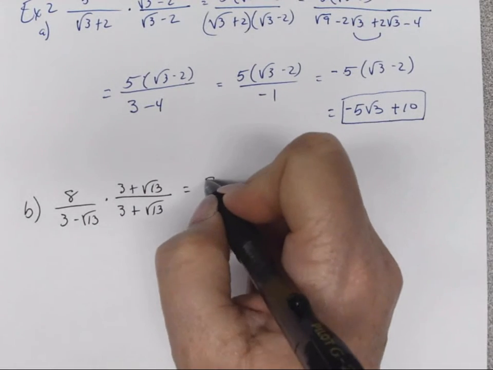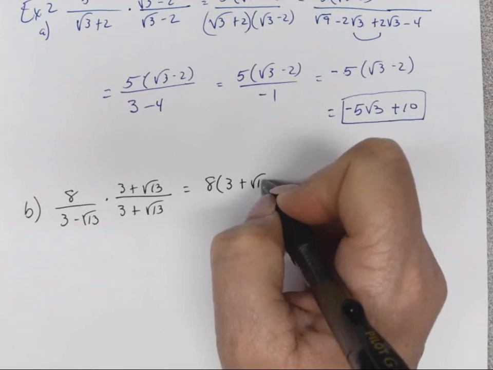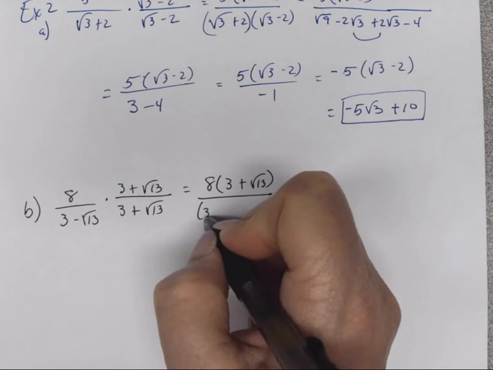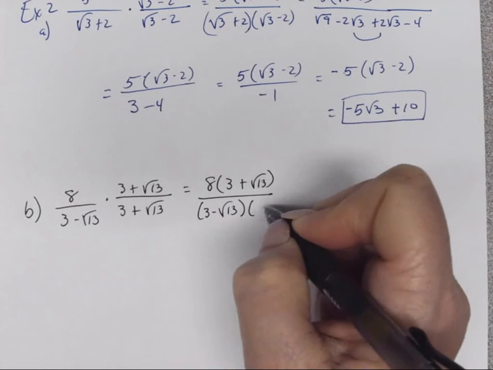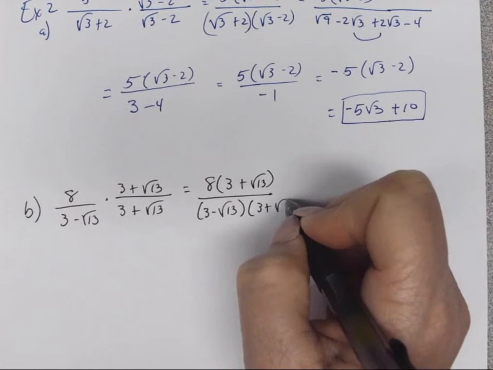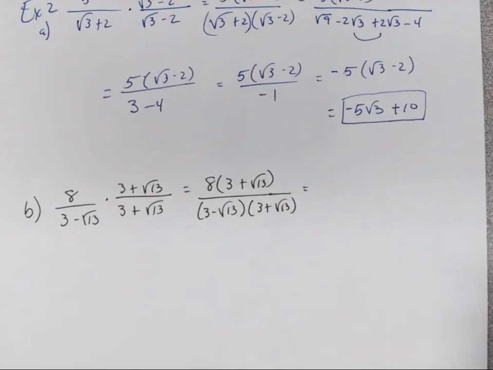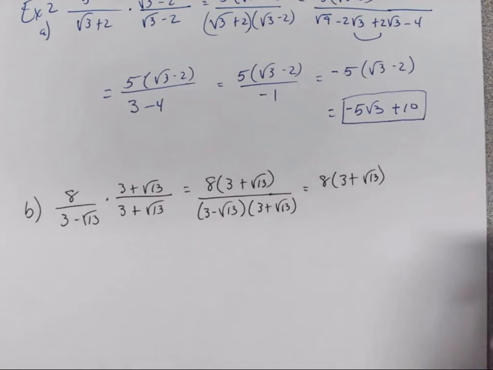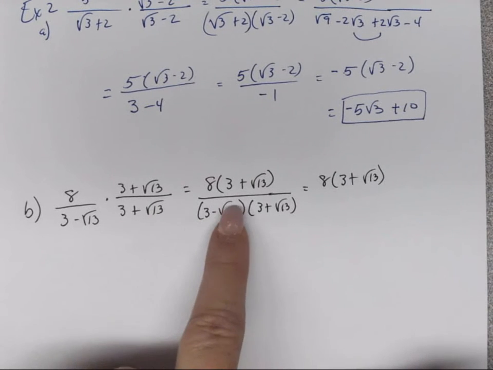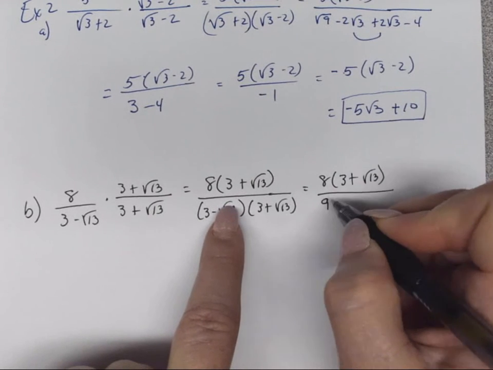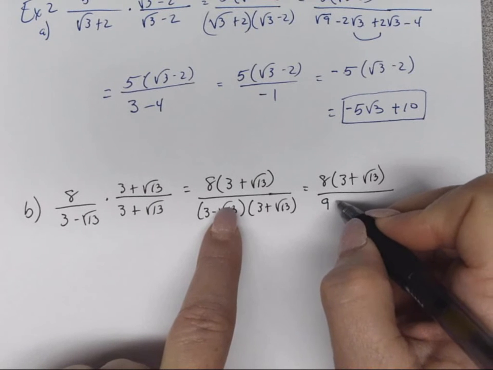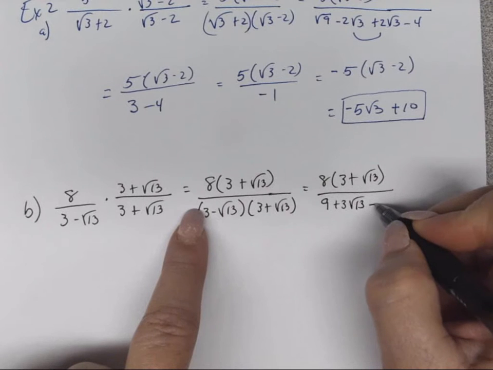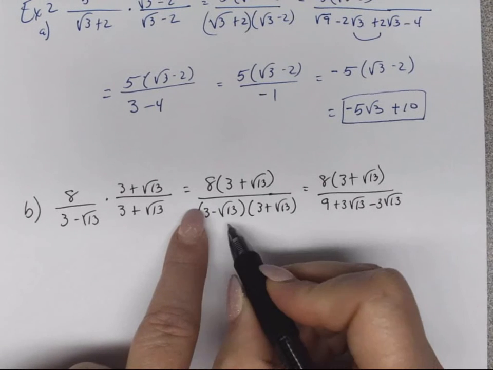So now we have 8 times 3 plus the square root of 13 over 3 minus the square root of 13 times 3 plus the square root of 13. So on the top, we have 8 times 3 plus that square root of 13. Down here, we'll have 3 times 3 will get us 9. 3 times the square root of 13 minus the square root of 13 times 3 is minus 3 times that square root of 13.